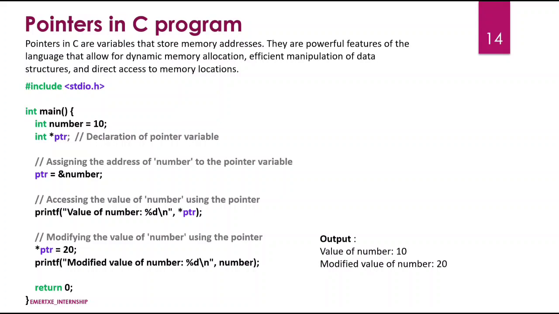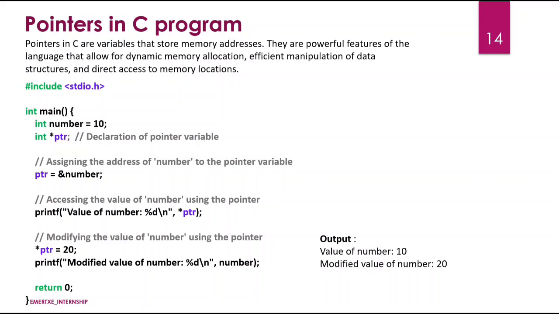#include <stdio.h>. So we have used the preprocessor directive, then int main, we have declared int number is equal to 10, then we will use int asterisk ptr for declaration of the pointer variable. Then we will assign the address of number to the pointer variable by ptr is equal to ampersand number. Then we will access the value of number using the pointer, that is printf value of number %d using asterisk ptr. Then we will modify the value of number using the pointer by asterisk ptr equal to 20. So this will give us the value of number is 10 and the modified value will be 20.